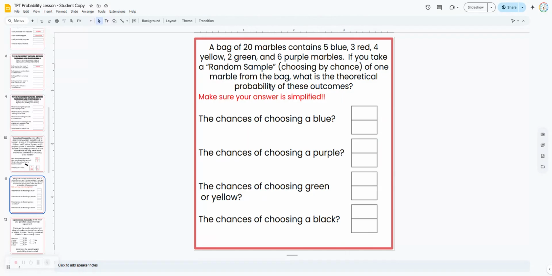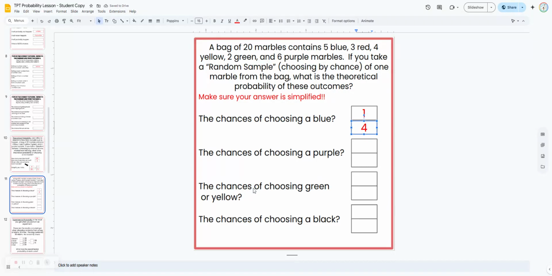And we're going to do this with the next slide. So here we have a bag of marbles, some different amounts of different colors. I want to make sure the answer is simplified. What are the chances of choosing a blue? Well, there are 5 blue and 20 total, but we need to simplify that. So if we divide the numerator and denominator by 5, just like with fractions, we would get 1 to 4. And they're going to do that with other colors here.